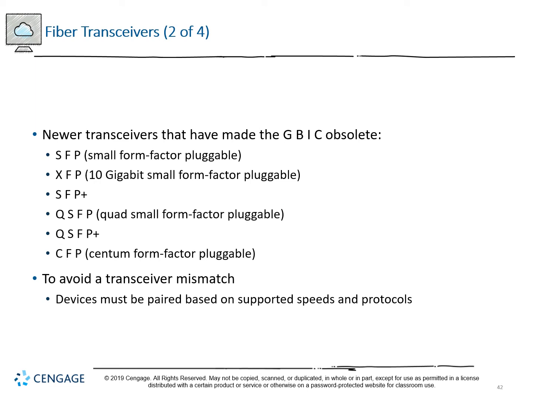Newer transceivers have made the GBIC obsolete, especially because they're much smaller. So SFP, which is probably one of the more common, XFP as well, SFP+, QSFP, and QSFP+, and CFP, which I've not worked with before, but that's the Centum form factor. Now, to avoid a transceiver mismatch, we have to make sure that these devices are paired, because just like everything else in networking, we take the fastest common protocol that they share.